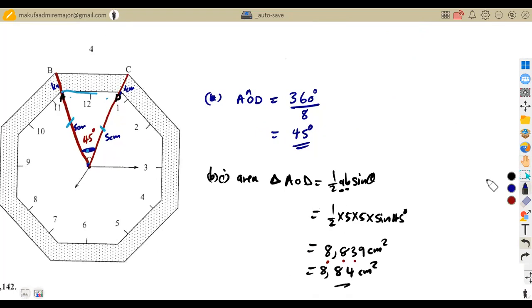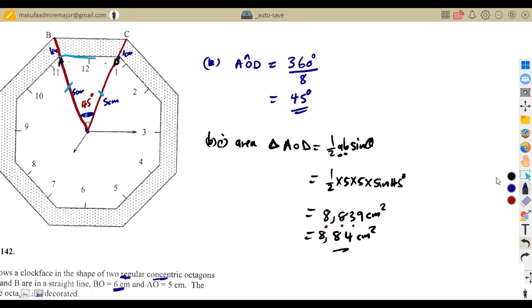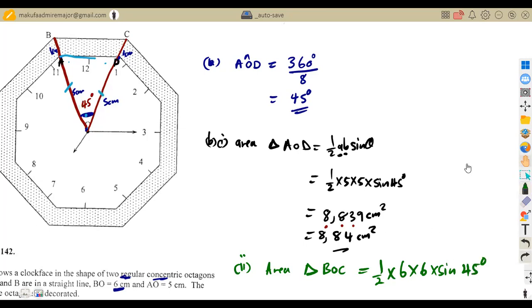All right, so the same concept, just like the previous part that we used to calculate the area of triangle AOD, is the same way that we can use to calculate the area of this triangle. So this time we are going to have our area of triangle BOC. We are going to use the same formula, half AB sine of theta, but this time half of 6 centimeters from B to O. So it's going to be half of 6 times from O to C, that is 6 centimeters again. So we have 6 times the sine of theta, which is 45 degrees. The angle that is included there is 45 degrees.